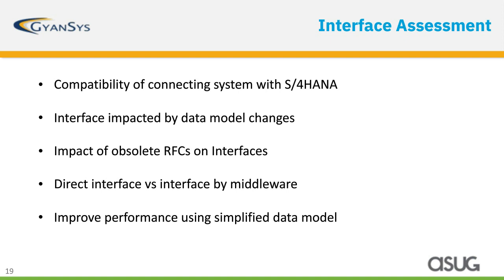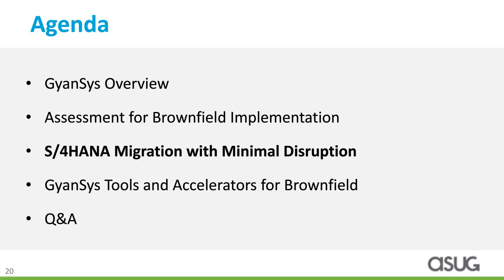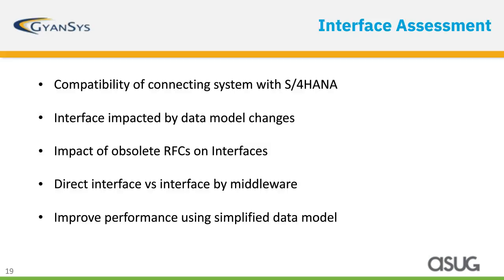Again, the last point is improving performance. Some interfaces are really bad in terms of performance. You're querying tables that hold high-volume data. So maybe you need to redefine that query for HANA and improve that performance. These are the things we do as part of interface assessment.